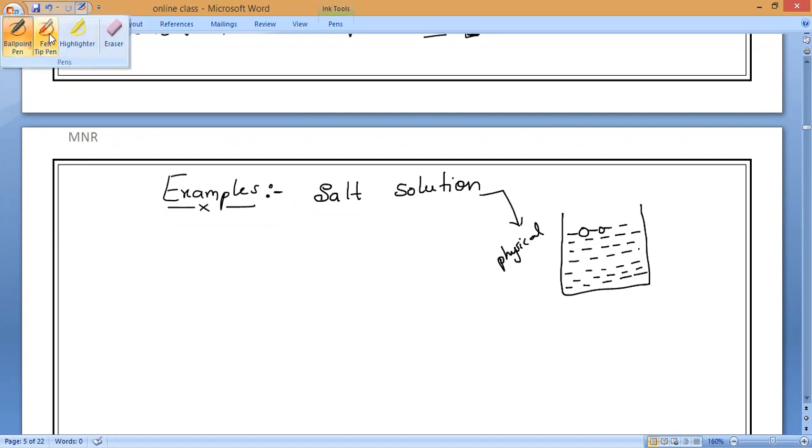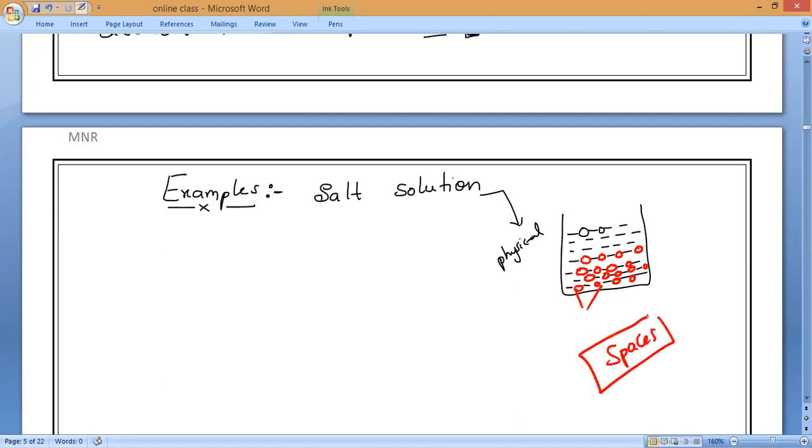Did you study this in lower classes? Even in the first chapter we studied it, and even in your PT1 one question came. Even though salt is dissolved in water, the water level does not increase. Why? Water particles are liquid, which contains spaces between them. So the salt dissolves and occupies the spaces between them. That is why we never see a rise in water.